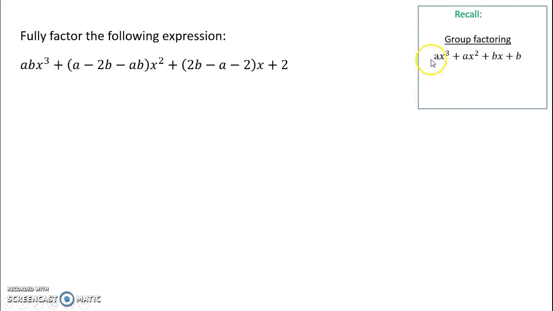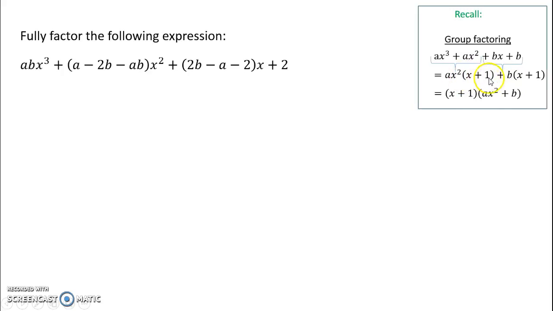If we have something like ax cubed plus ax squared plus bx plus b, in order for us to factor this, we have to first create two groups. This is the first group, and this is the second group. We factor the greatest common factor out of each group. Out of this group, we factor out ax squared, and we're left with x plus 1 in the bracket. And out of this group, we factor out b, and we're left with x plus 1.